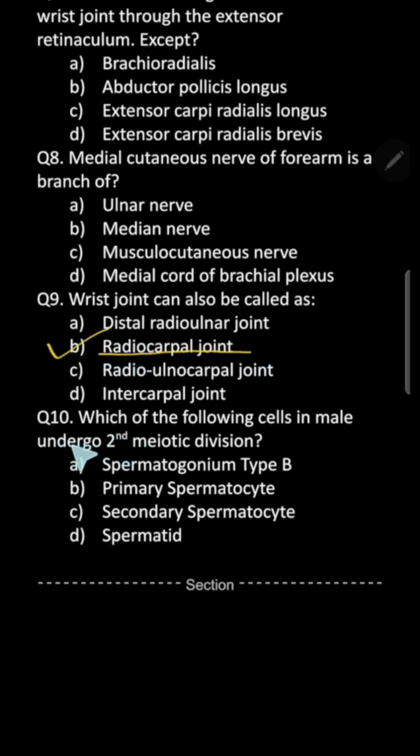Question number 10, the last MCQ here. Which of the following cells in male undergoes second meiotic division? Spermatogonium type B, primary spermatocyte, secondary spermatocyte, or spermatid. So remember that this secondary spermatocyte is the one which undergoes the reduction division within the seminiferous tubules, and this secondary spermatocyte divides to form spermatids, and those spermatids later on transform to form the spermatozoa, and that process is called spermiogenesis. So the answer here is C, secondary spermatocyte, and it's done.